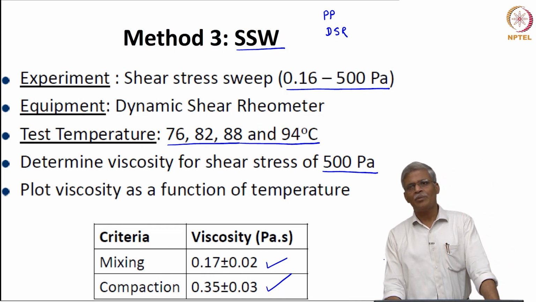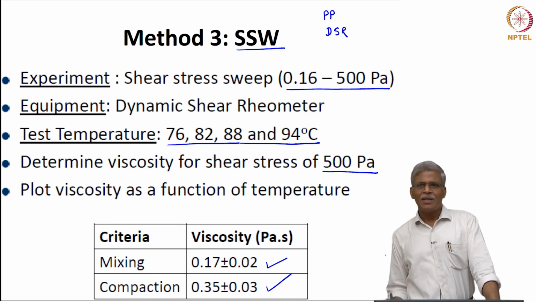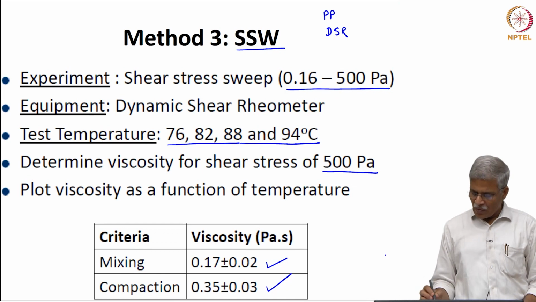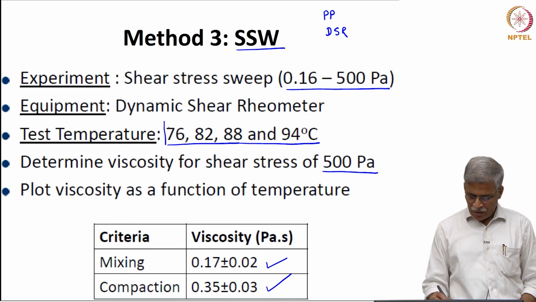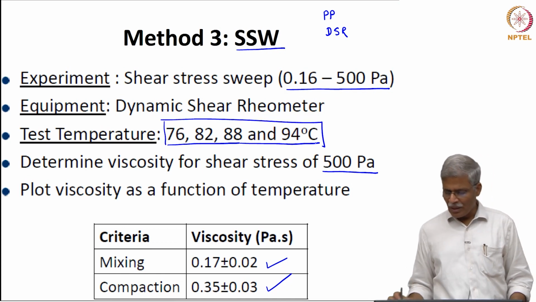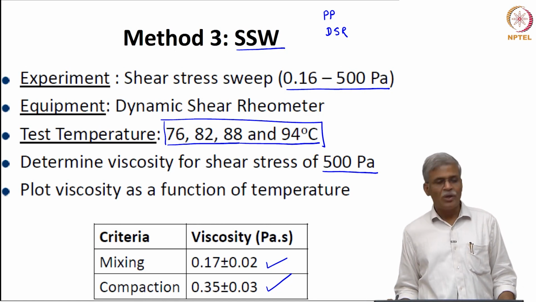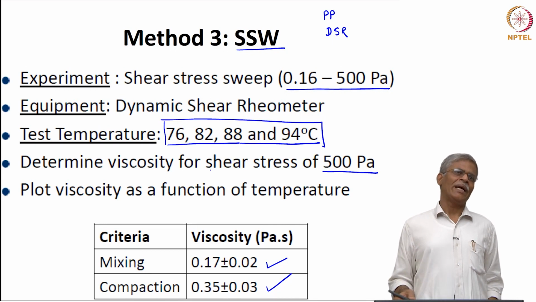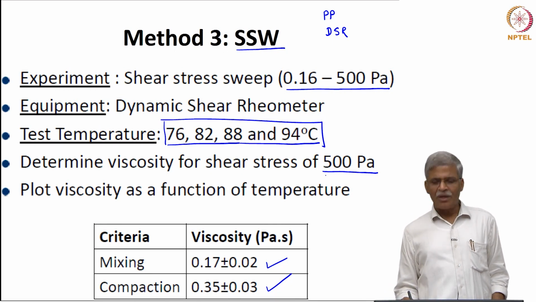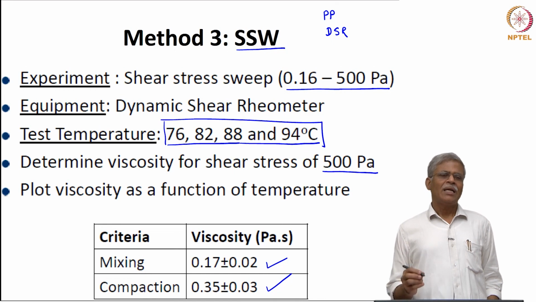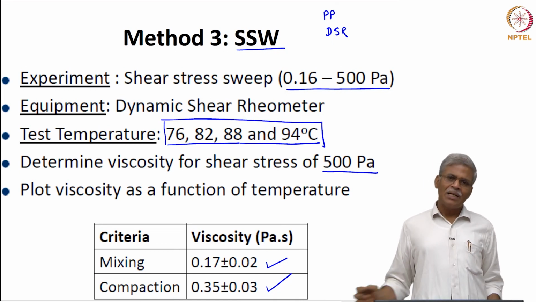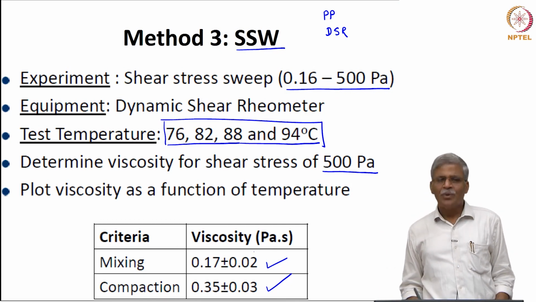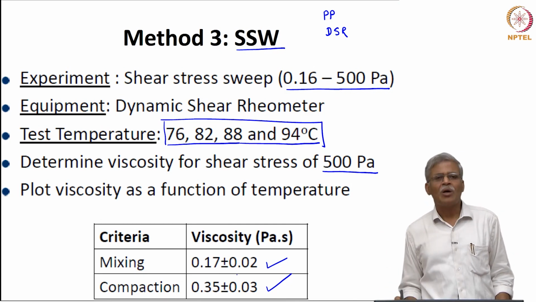Now, you should understand some of the limitations here. What is the limitation here? We are measuring the response of the material from 76 to 94 degrees centigrade, and whatever viscosity we get for 500 pascal shear stress is extended, to see what will be the temperature corresponding to this mixing and compaction temperature.